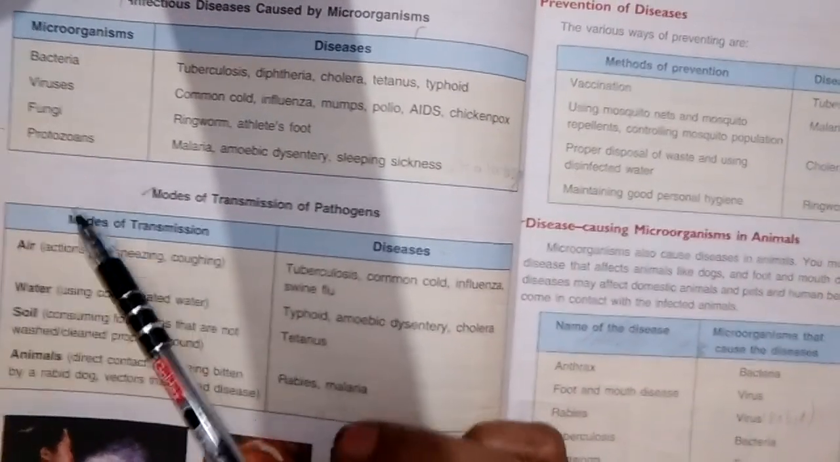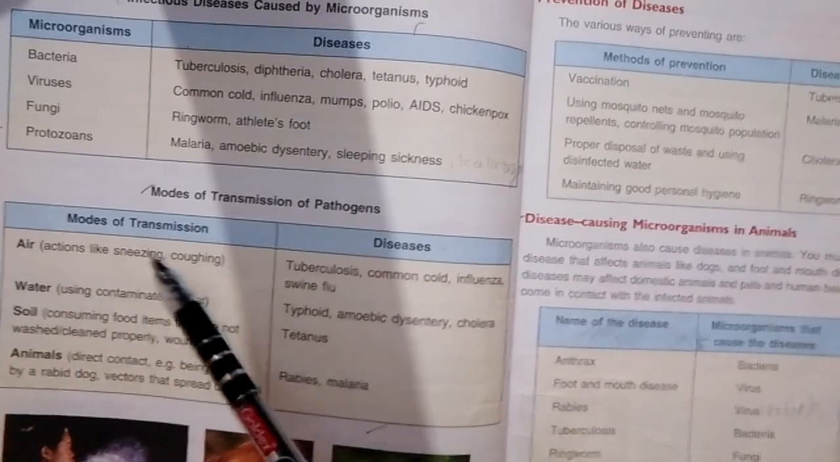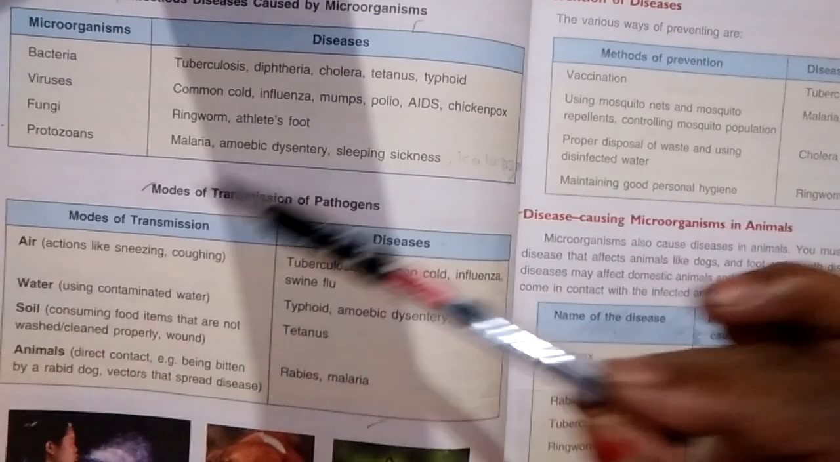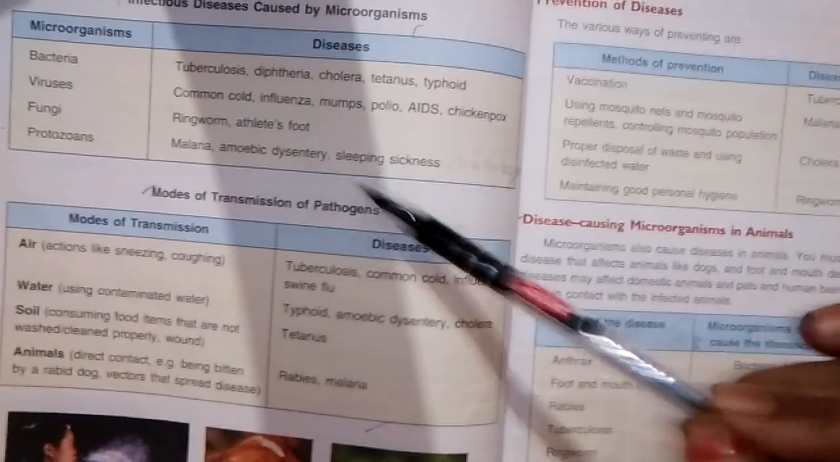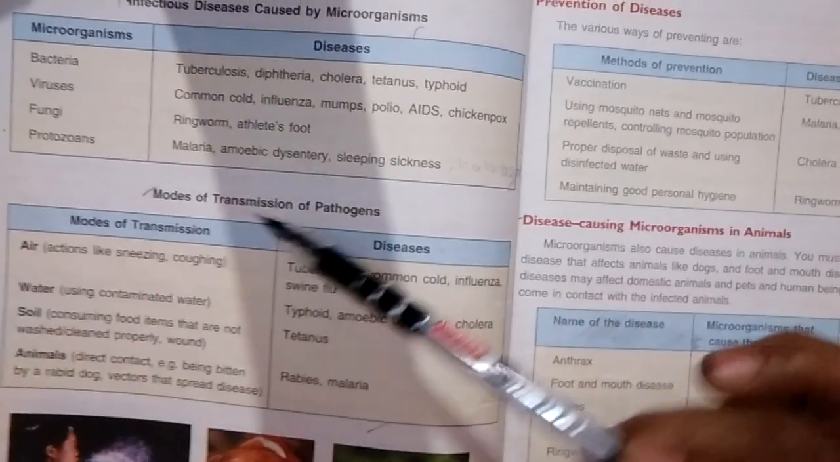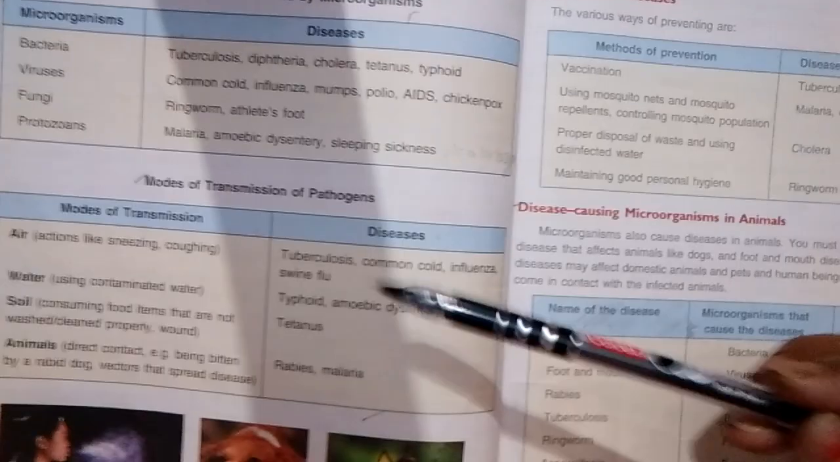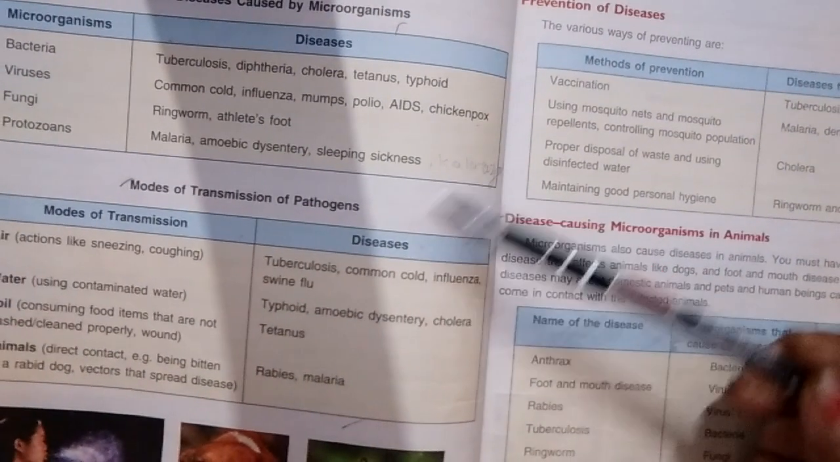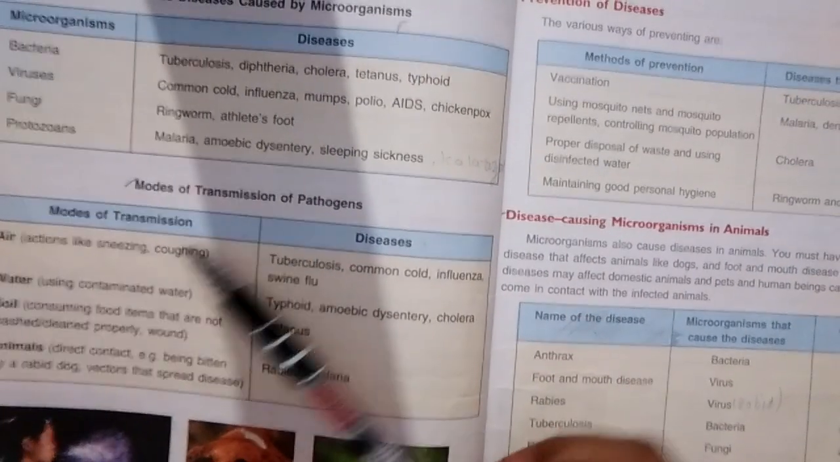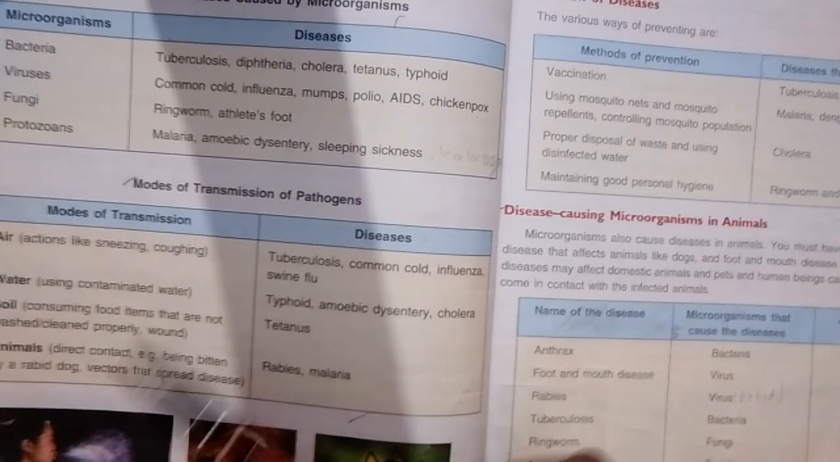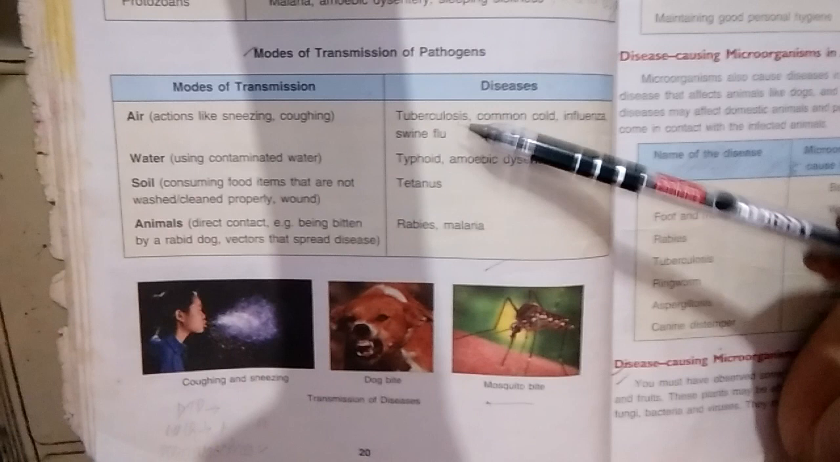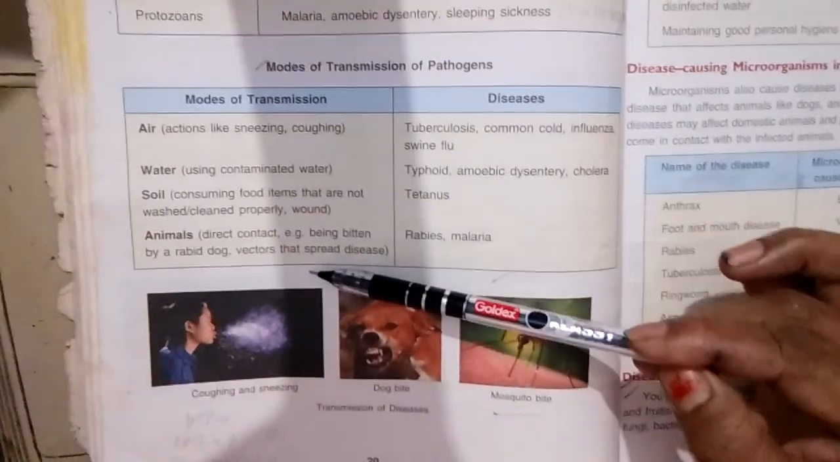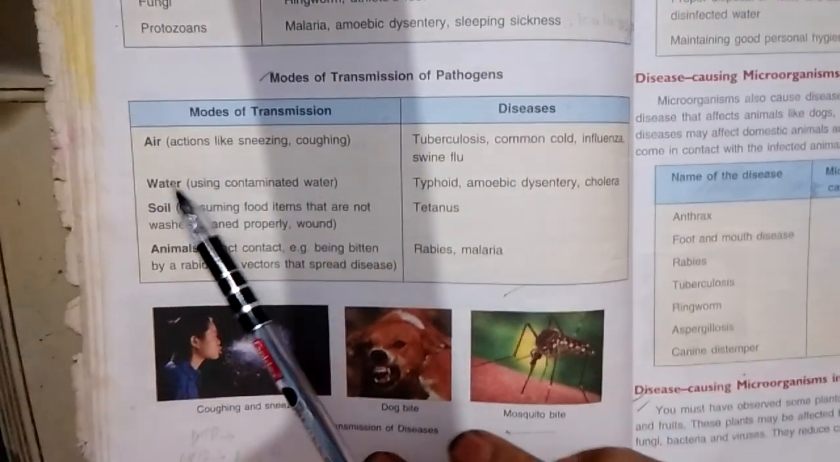Now, come to the topic of modes of transmission of pathogens. That means by which mode the infection, or you can say the disease, can be spread. The modes of transmission may be air, water, soil or animals. Now, see here, there are different diseases which are spread by different modes. First of all, we are coming to air.